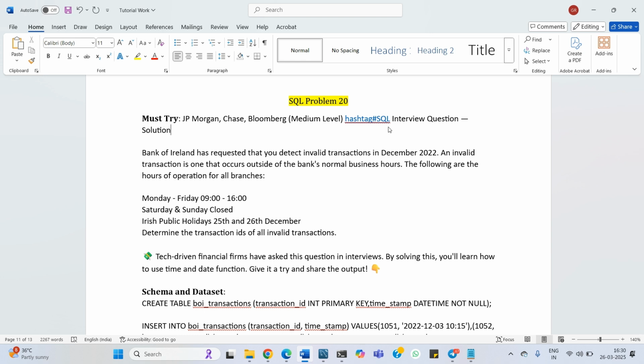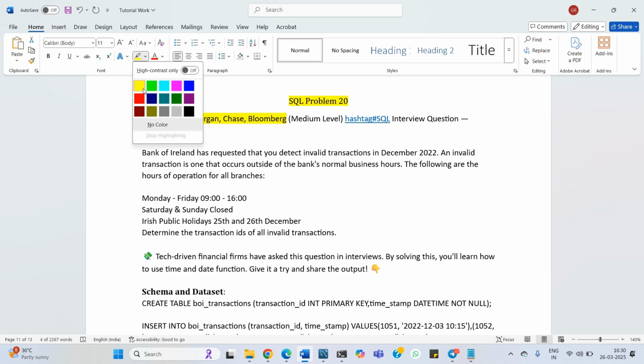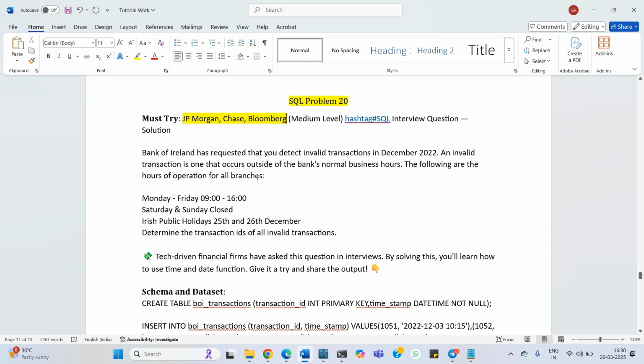In this session, we're going to solve a medium-level SQL question. This question has also been part of JP Morgan Chase and Bloomberg interviews. These three companies have asked this problem in their interviews, so it is a type of interview question also.